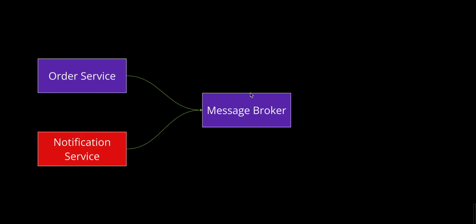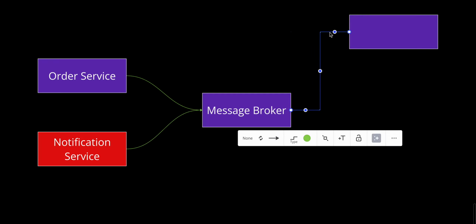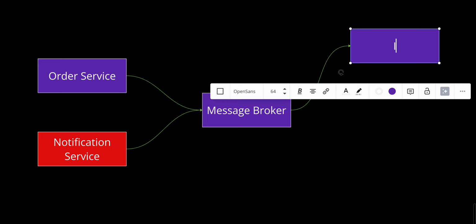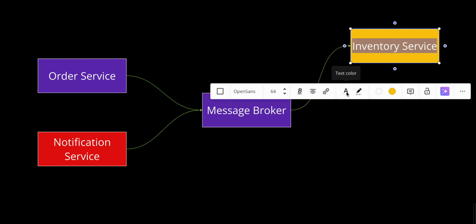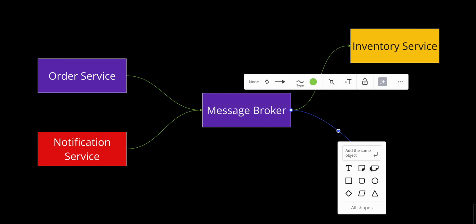And the message broker has multiple queues, so it might have two message queues, one for the order service and another one for the notification service. And for example, we might have an inventory service and a shipping service. The inventory service will be working with the order, for example. And we might also have a shipping service.